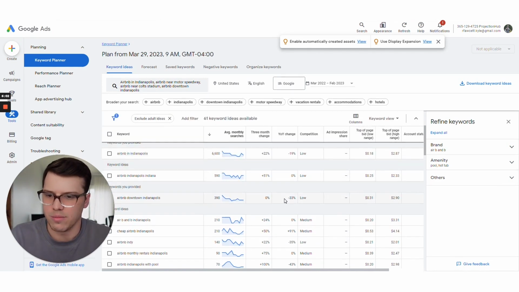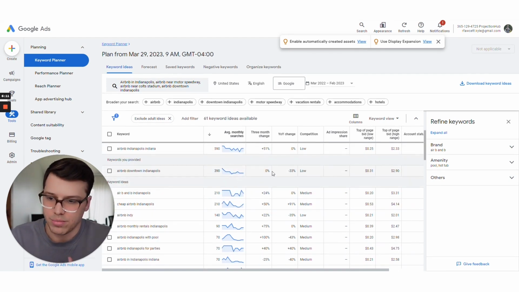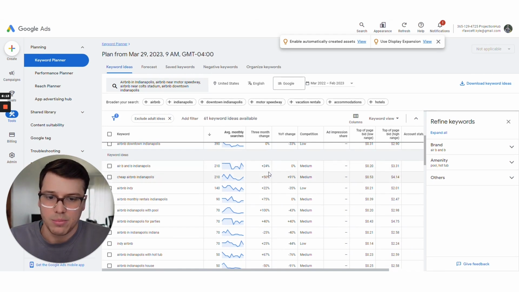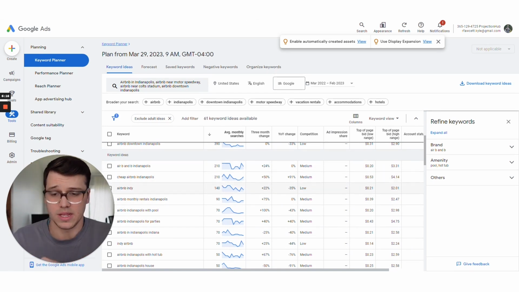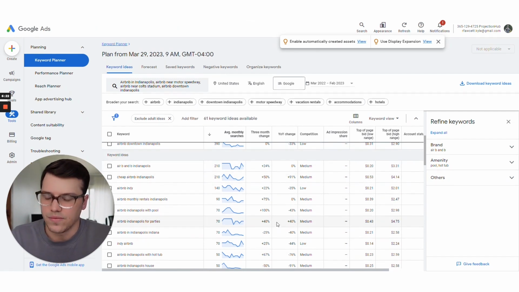It's like, why is that year over year being searched for less? And we have Airbnb Indianapolis, Indiana. Okay, that's up 51%. Downtown Indianapolis is pretty consistent. Airbnb Indianapolis, that's gone up 20%. Cheap Airbnb in Indianapolis, up 50%. So you can see for the most part, the trends are going up. That's a good sign, okay? It doesn't necessarily signal that Indianapolis is going to be the number one tourist destination in the States, but that does indicate that a growing number of people are searching for short-term rental units to stay at in this area. So that's a good indicator.